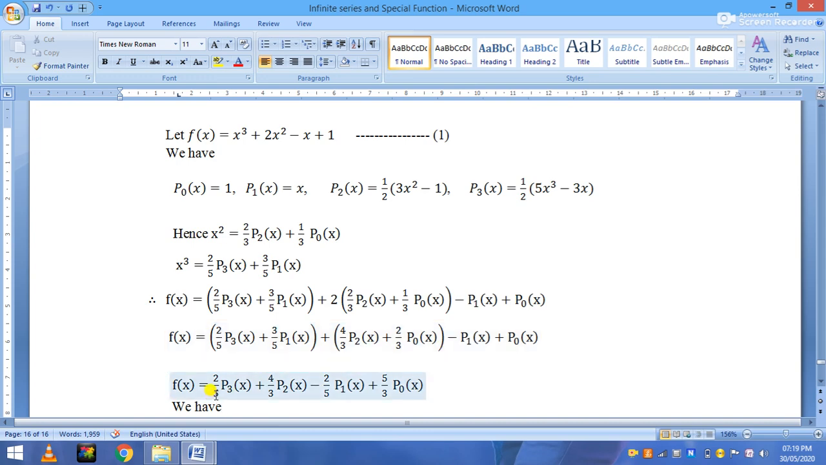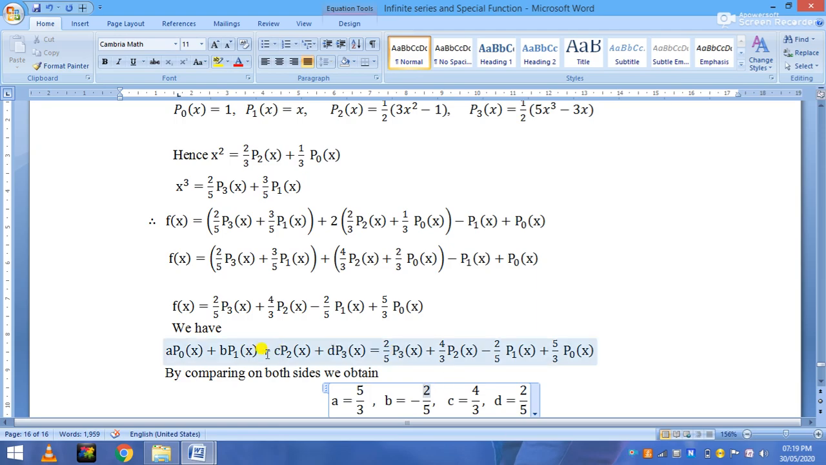Next, club the terms P3, P2, P1, P0. We get only one P3 term, 2 by 5 P3 of x. Then P2 of x, only one term, 4 by 3 into P2 of x. Then P1 is 3 by 5 into P1 minus P1, we get minus 2 by 5 into P1 of x. Then P0, 2 by 3 into P0 of x plus P0 of x. LCM is 3, so 3 plus 2 is 5, we get 5 by 3 P0 of x. So this is the Legendre polynomial solution.